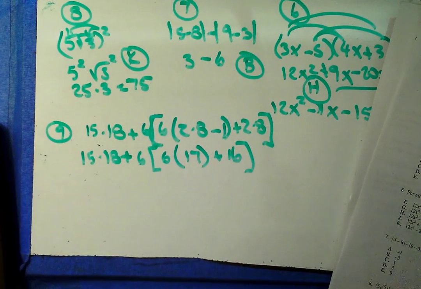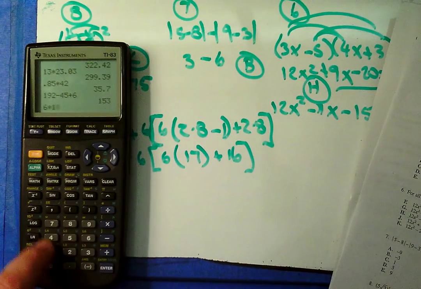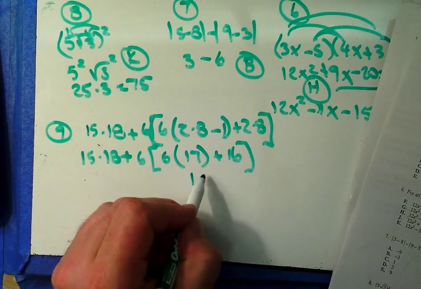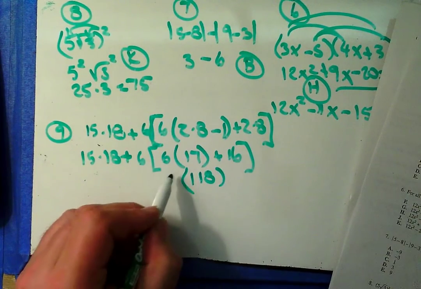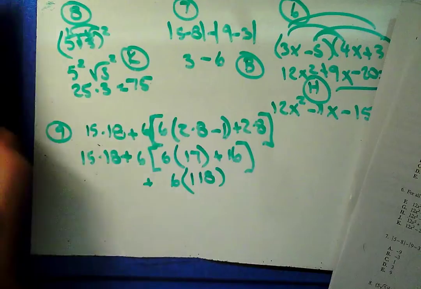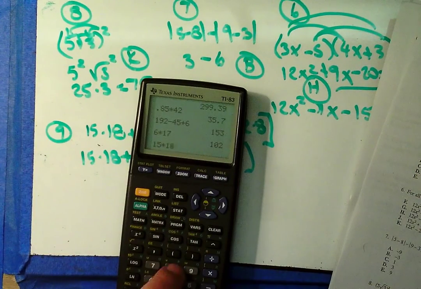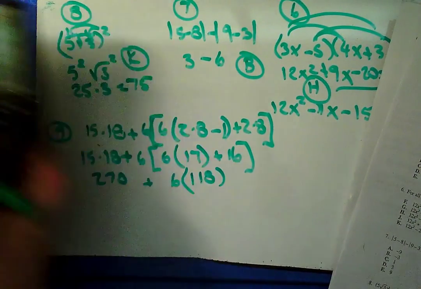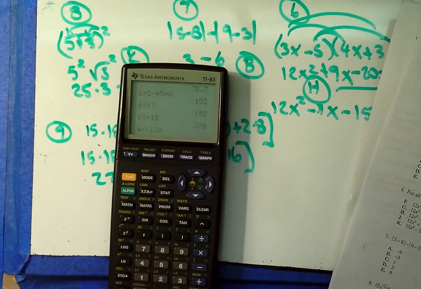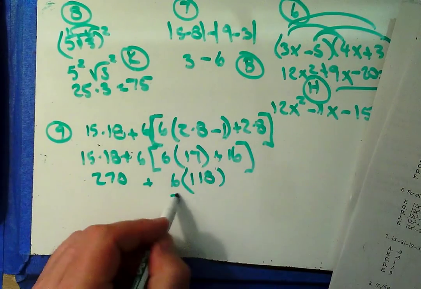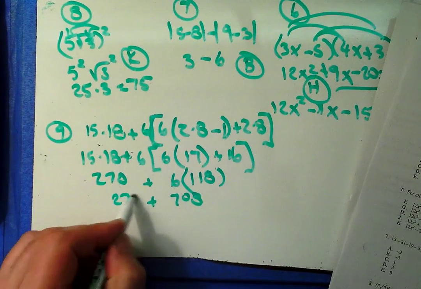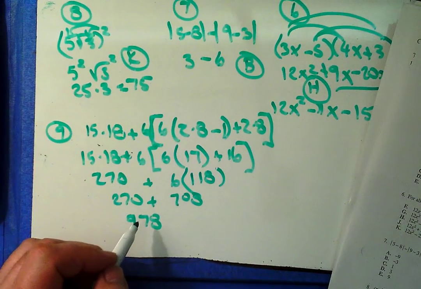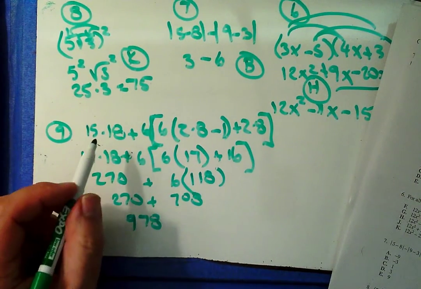Okay, so let's see what some of these things are. We've got 6 times 17. That's going to be 102. 102 plus 16 is 118. We need that times 6. And we need 15 times 18. 15 times 18 is 270. And 6 times 118 is 708. So we've got 708 plus 270 is 978 for number 9. And that isn't one of the answers. So let's go back and check again.